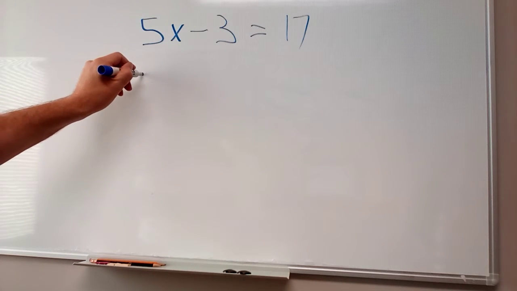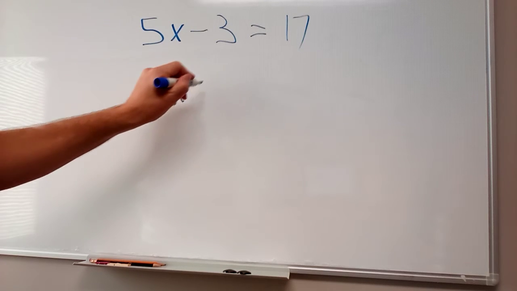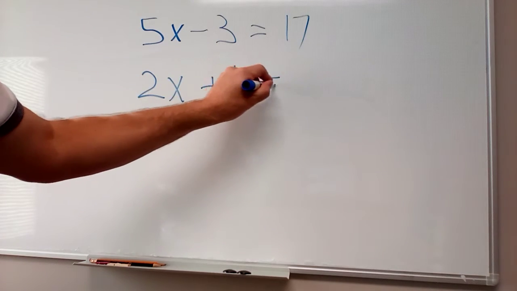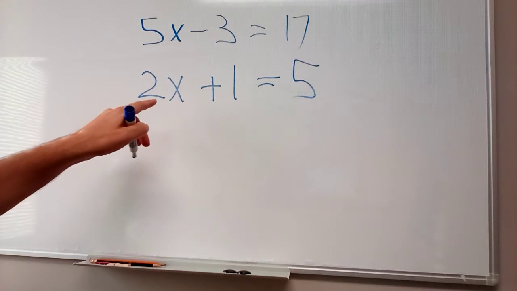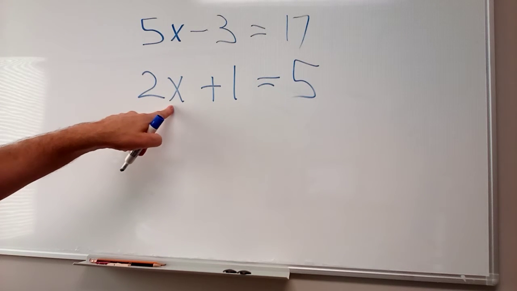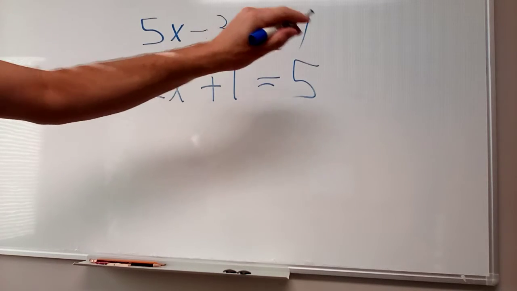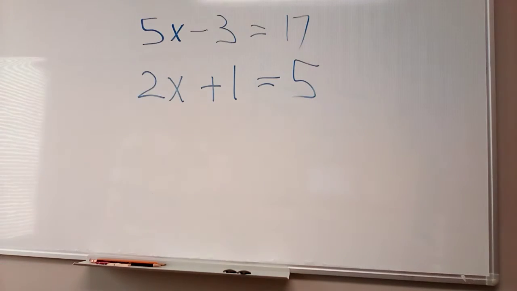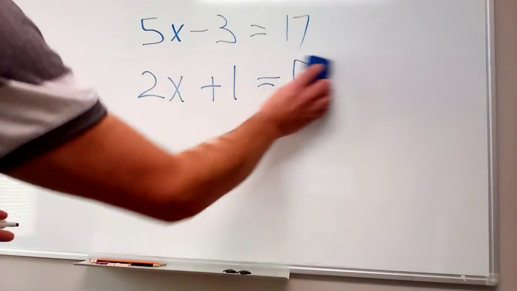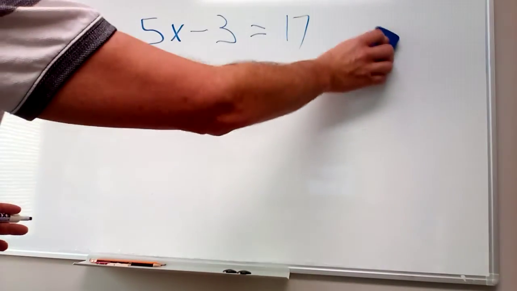But if I wrote another problem, 2x plus 1 equals 5, well now the x means something totally different. So when you solve these, these are 2 totally different problems. The x means something different. So it's called a variable. Your letter varies, so it's a variable.